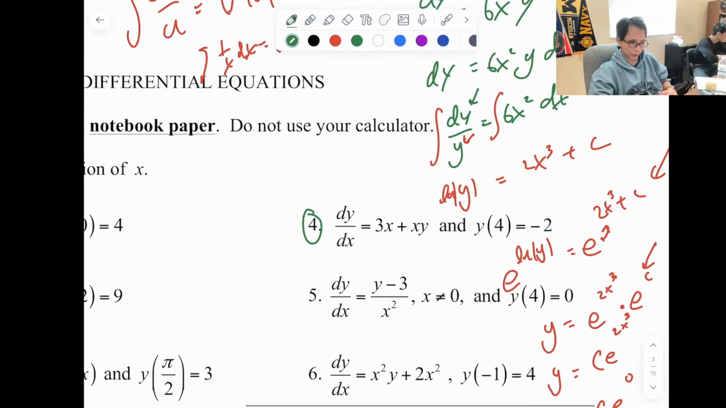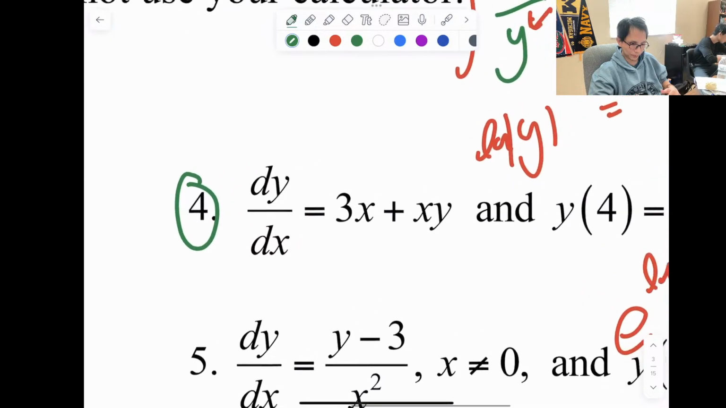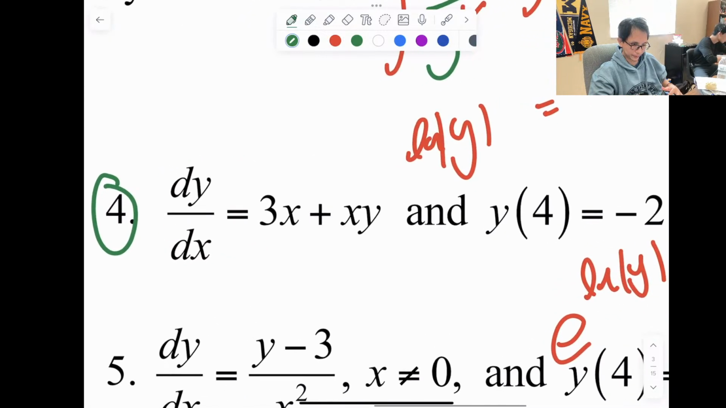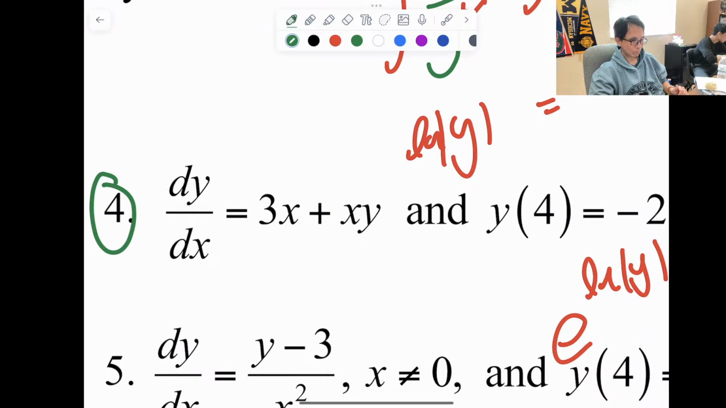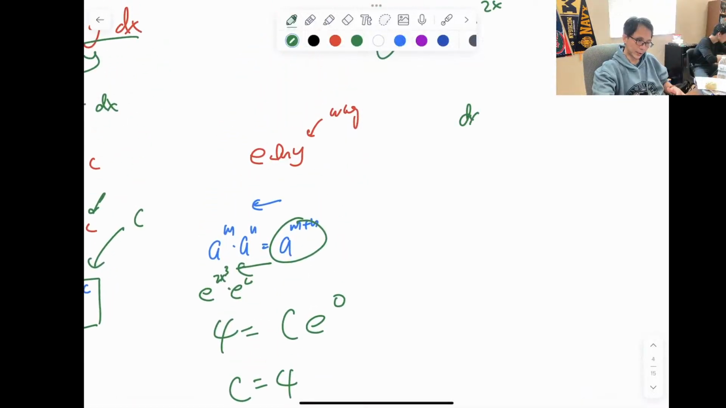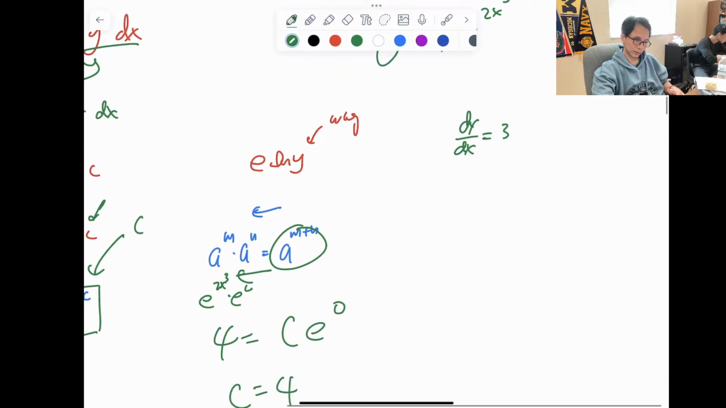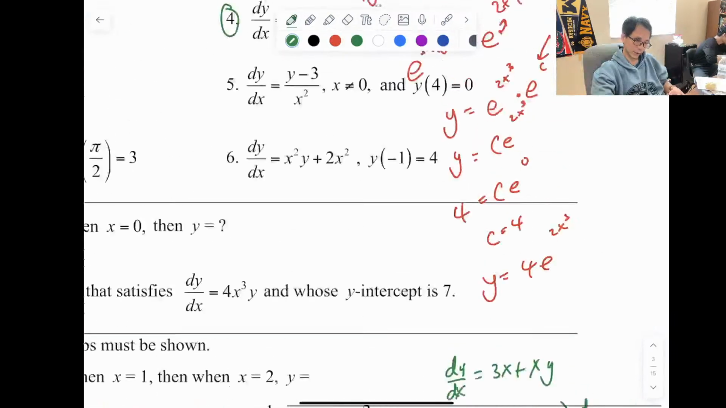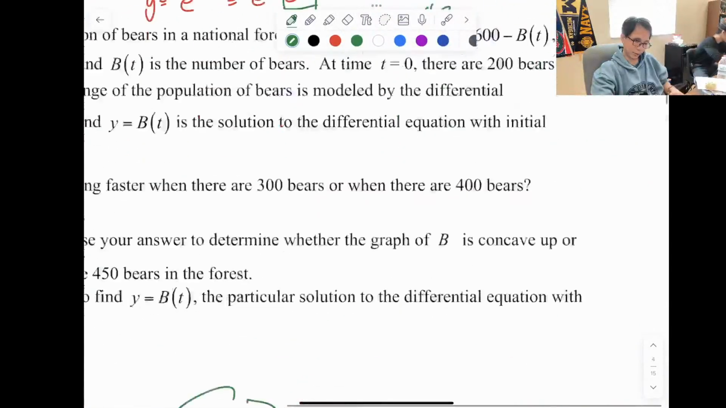Okay, I want you to do this question. Question 4. They're pretty hard. dy/dx equal to 3x plus xy. So I'm going to write it down here. dy/dx equal to, what is it? 3x plus xy. 3 times x plus y? No, xy. Yeah. 3x plus xy. And y of 4 is equal to -2.